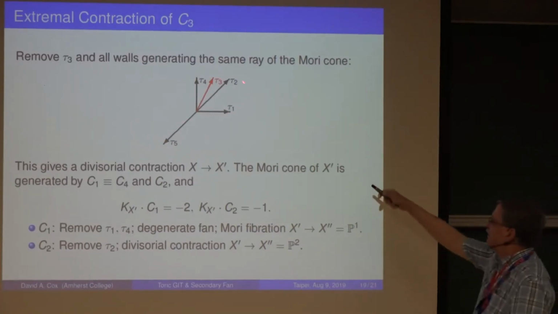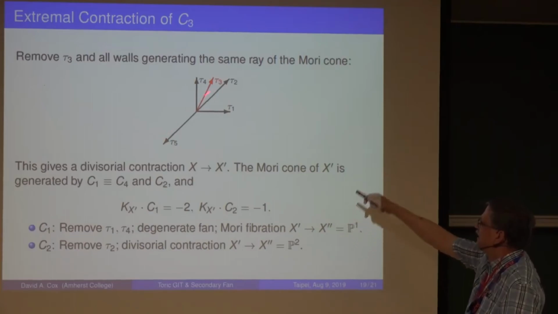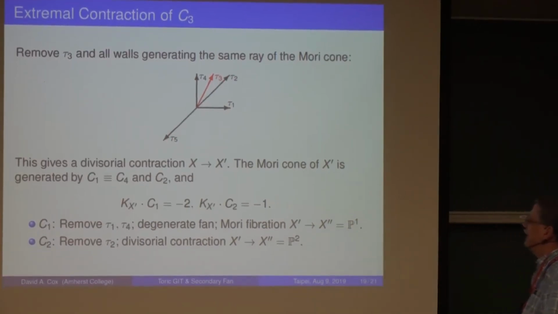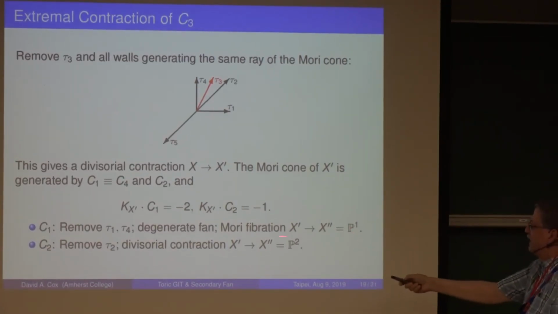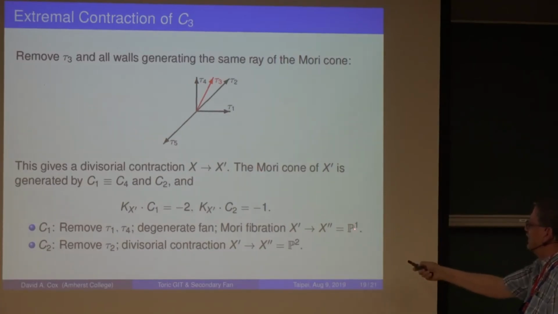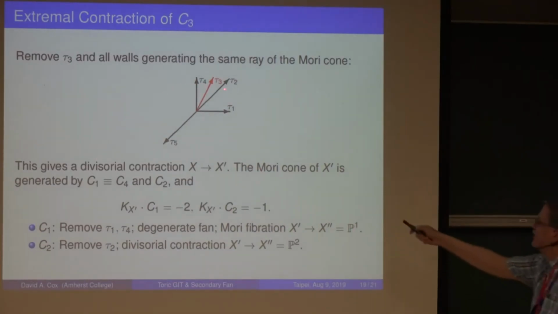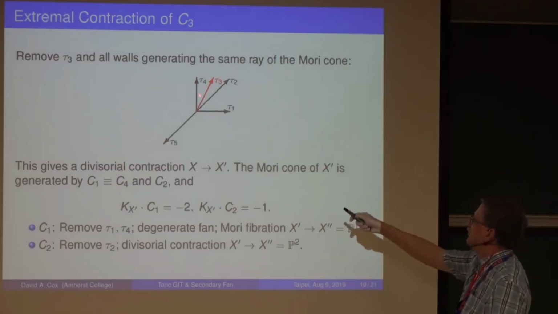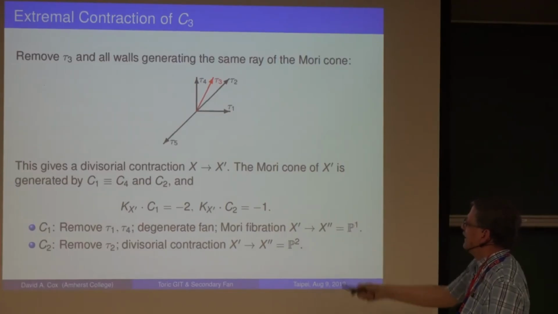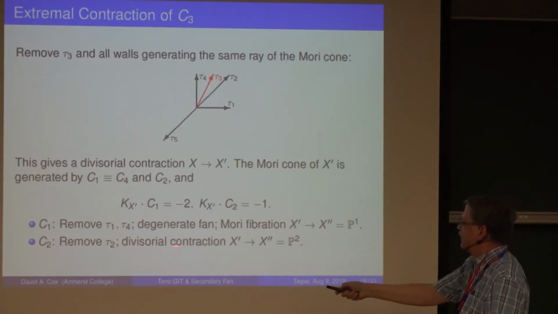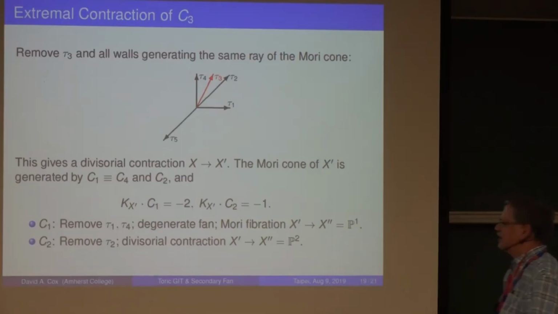And remember, in a degenerate fan, I have to collapse the maximal subspace to a point, and I end up with just the fan for P1. So in this case, I get a Mori fibration from X prime to just P1. Whereas if you remove this one, that's the only one I have to remove, and then I get this cone, that cone, that cone, and I get another divisorial contraction to just P2. And so you can see how you can actually do this in the toric context.